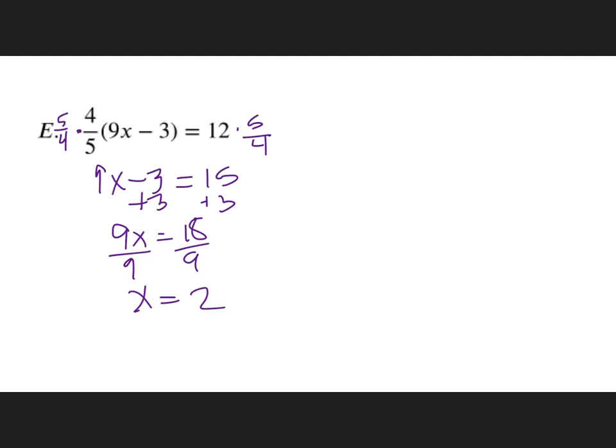So this one does not distribute well since 9x or 3 are not divisible by 5. If you multiply by the reciprocal, however, that would make it 1 times 9x minus 3. No need to multiply by 1. And then 12 times 5/4 would be 15. When you solve from there, you should find that x is equal to 2.